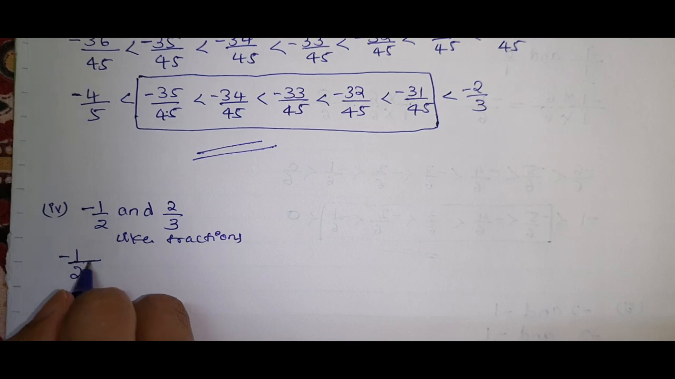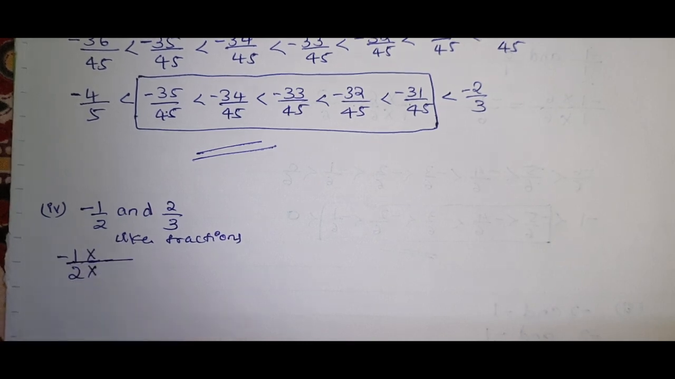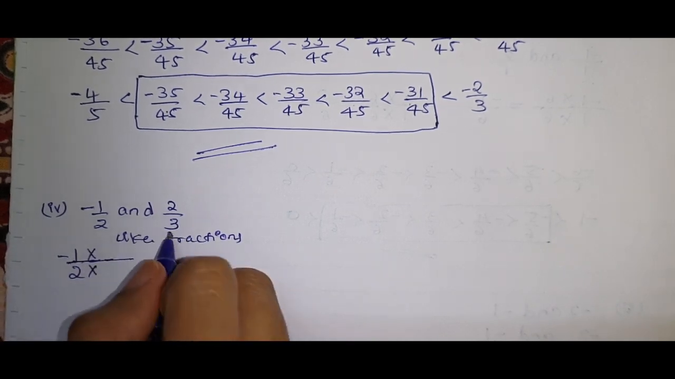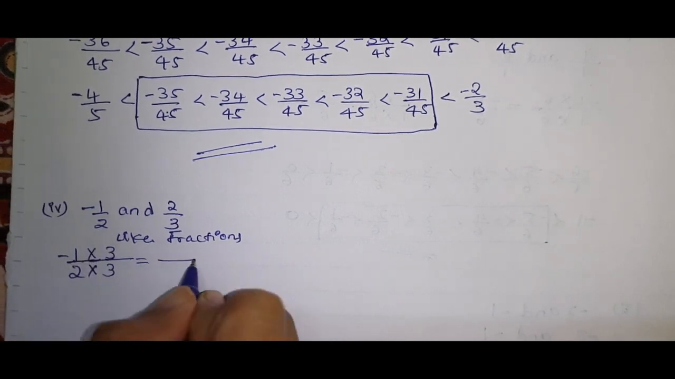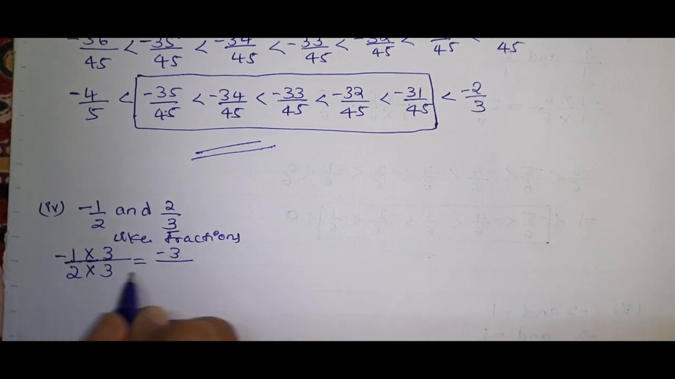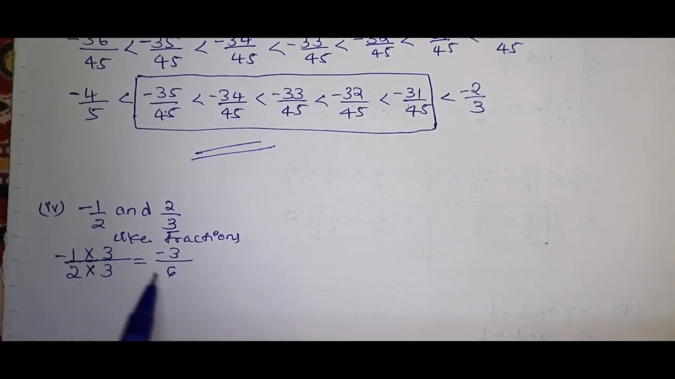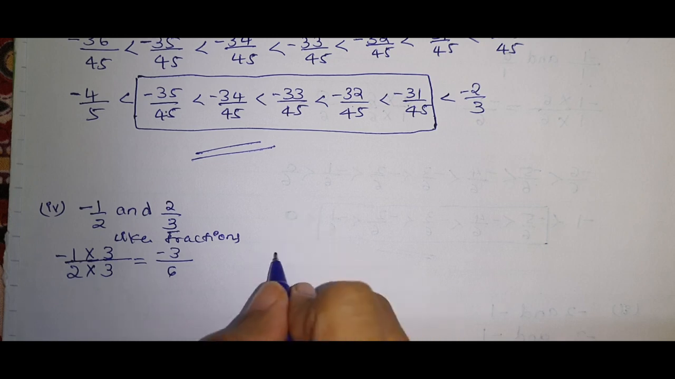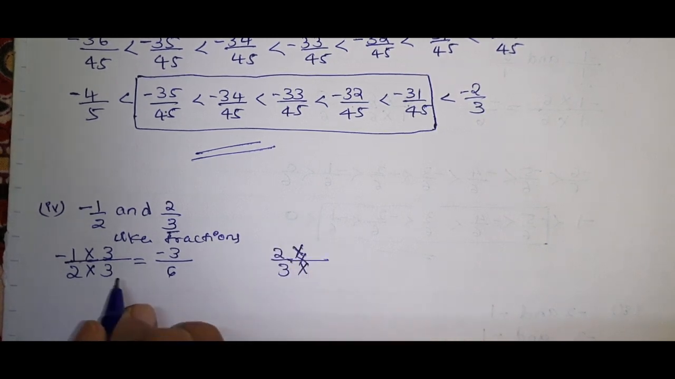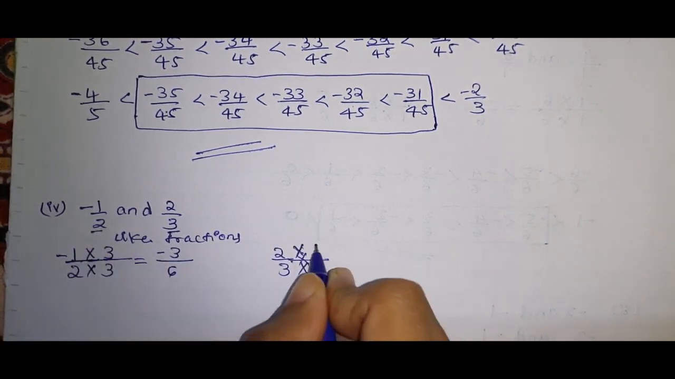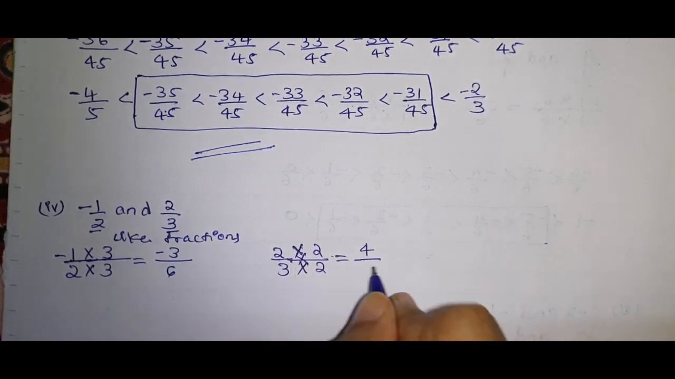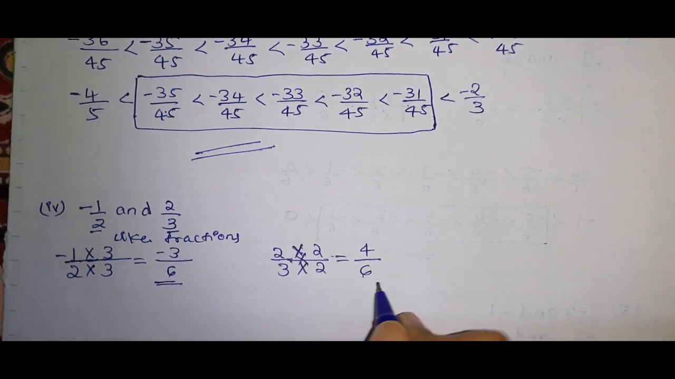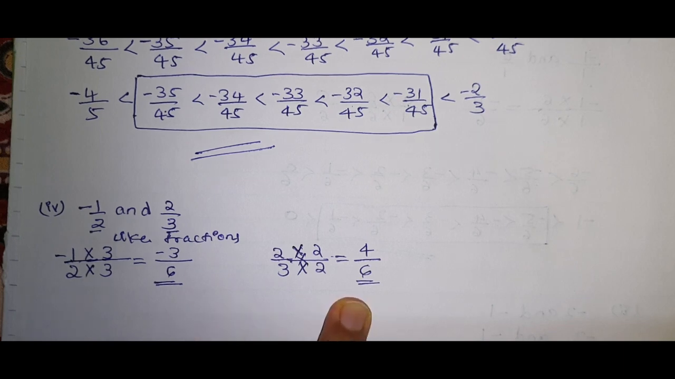To convert this into like fractions, if I multiply the numerator as well as the denominator with the denominator of the other fraction, this will be 3. Minus 1 into 3 is minus 3 divided by 2 into 3 is 6. I got minus 3 divided by 6. Let us consider the second fraction. If I multiply the numerator as well as the denominator with the denominator of the other fraction, I will get 2 into 2 is 4, 3 into 2 is 6. Now I have successfully converted the fractions into like fractions.